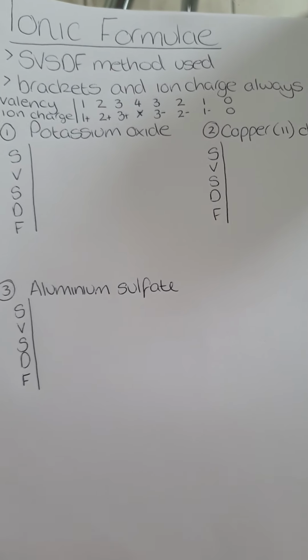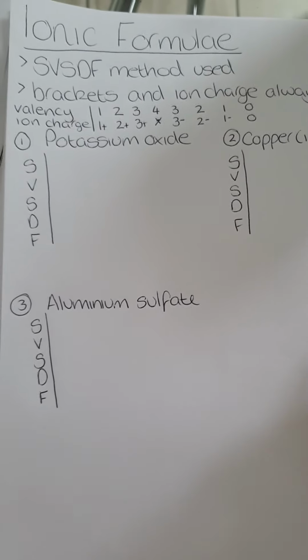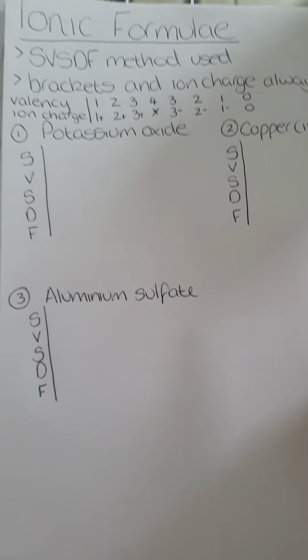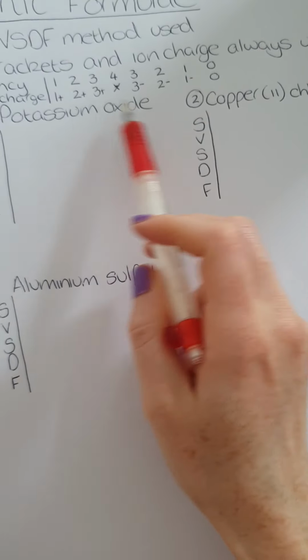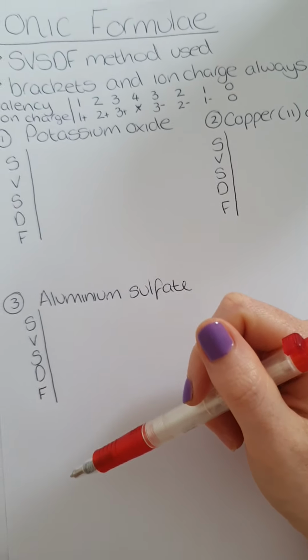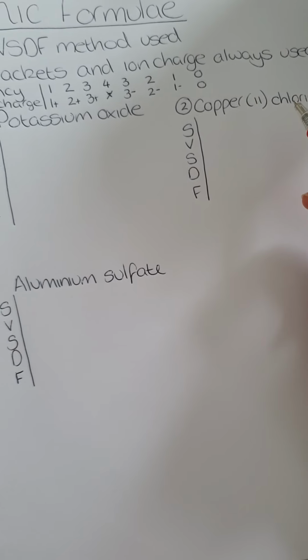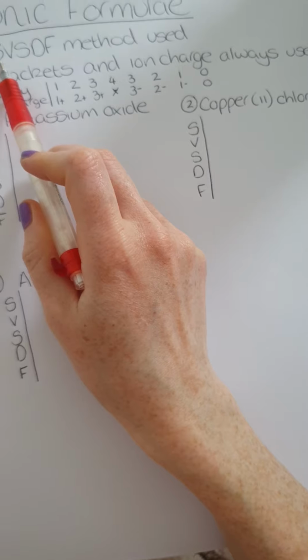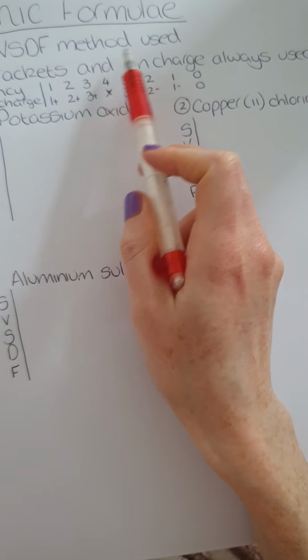This video is going to show you how to write ionic formula. Now this is the exact same method as we've learned previously when you are given a compound, so two words, and you have to work out the formula for it, and you would have to use the valency method, which we have done as the SVSDF method. So it's exactly the same as that.